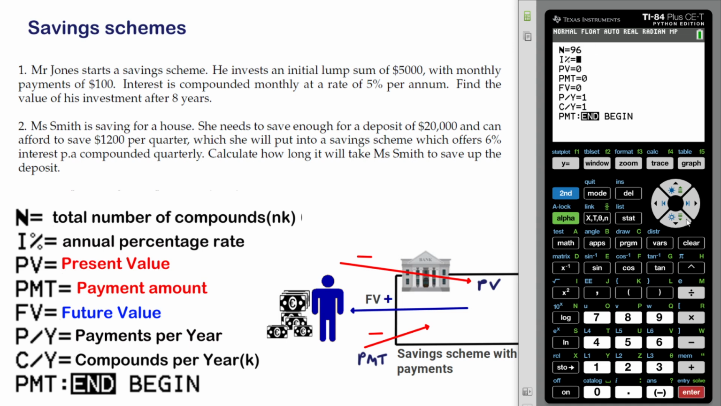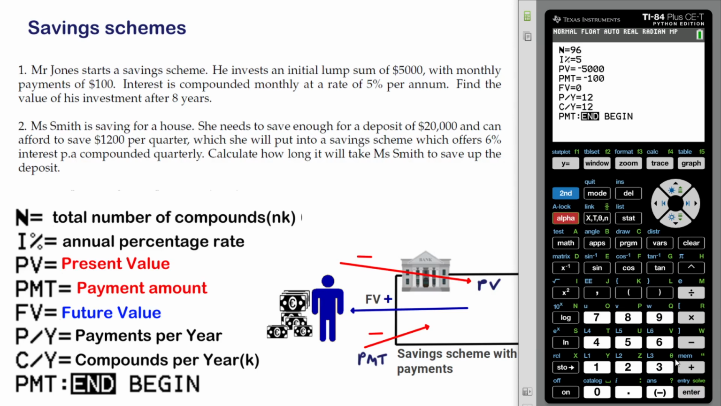So that's 96. It's monthly, so I'll just go down here now and change these to 12 because it's 12 times a year. Interest rate is 5%. Present value is the initial lump sum invested into the account, so that's going to be minus 5,000. And she's also going to make payments of 100, so I'm going to put that as minus 100 because she's paying those amounts, so that's coming out of her pocket, so they're both negatives. Future value is the value at the end of the investment. So this is what we're trying to find.